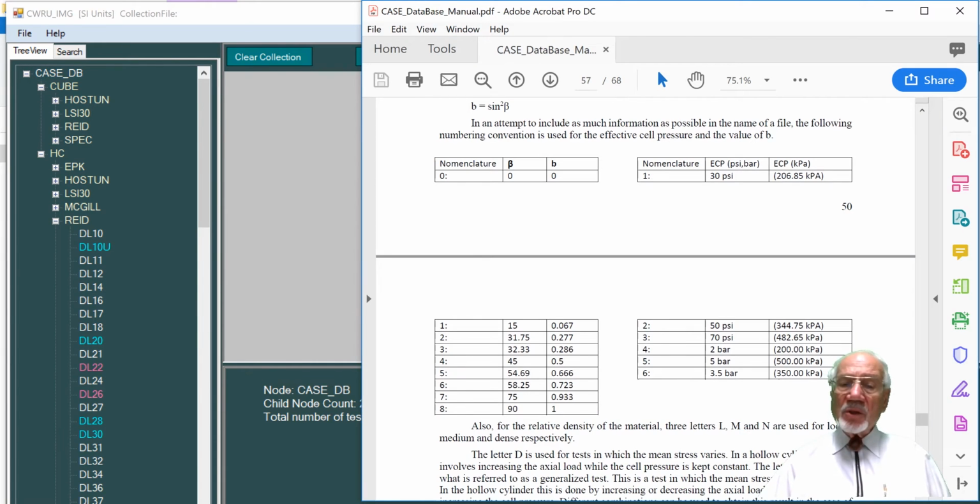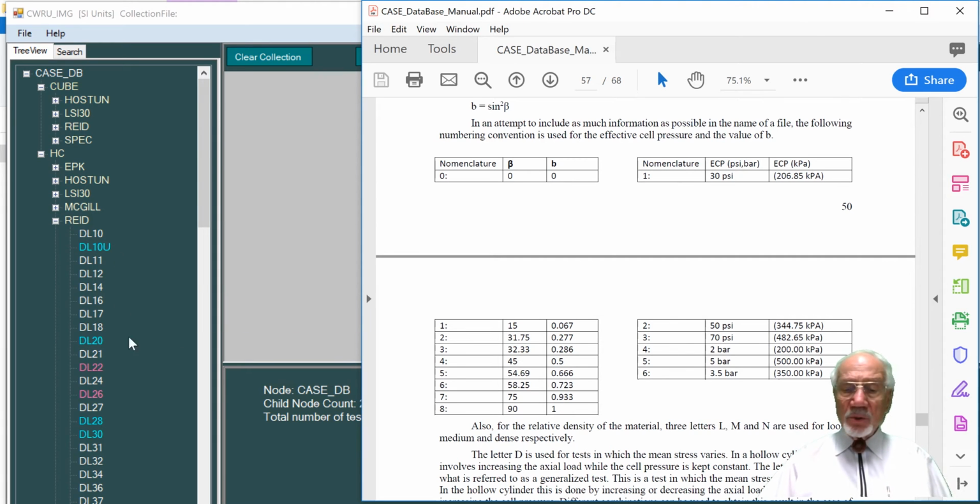Looking at these tables that are in your manual, we can have a quick explanation of what those numbers mean. For example, if I have the number 1, it means that the inclination of the principal stress with the axis of symmetry in the hollow cylinder is 15 degrees. And of course, as is well known, this inclination by means of sine square of the angle 15 degrees is a direct measure of the coefficient B. In other words, sine square of 15 is 0.067, so the coefficient B for this number 1 is 0.067.